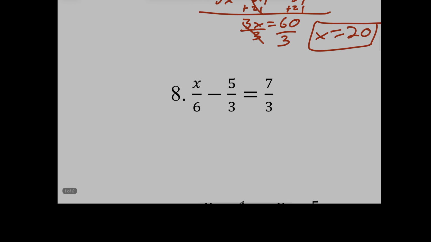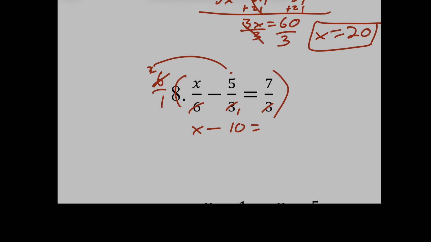Different denominators. Multiply by the least common multiple. Start with the bigger number, 6. Will 3 go in the 6? It will, so that's what I'm going to use. These 6's cancel out, and I'm left with just a 1, so that means the first term is just an x. Second term, 3 goes in the 3 once, 3 goes in the 6 twice. 2 times 5 is 10. Last one, 3 goes in the 3 once, 3 goes in the 6 twice. 2 times 7 is 14.